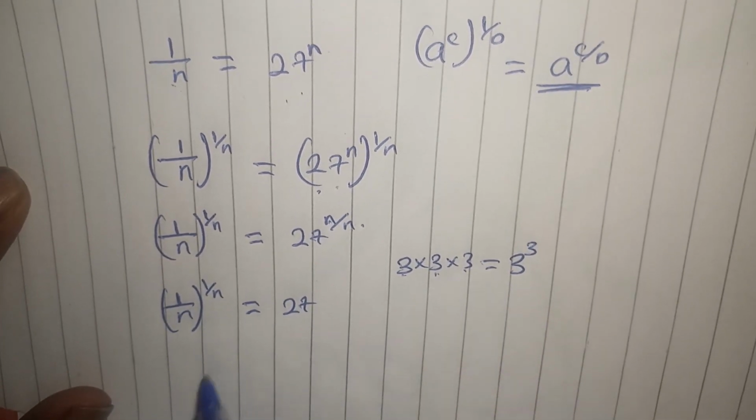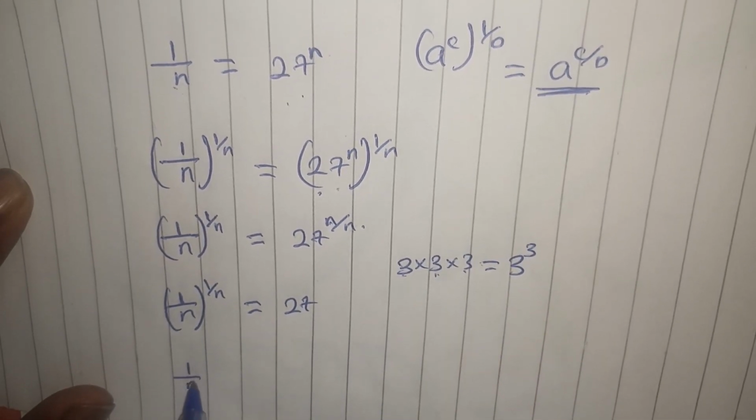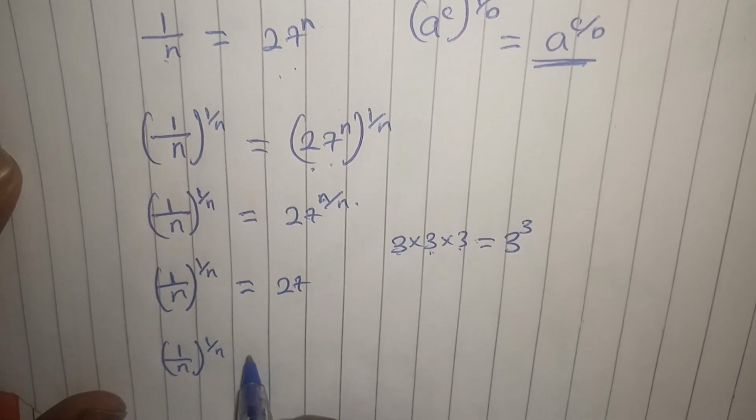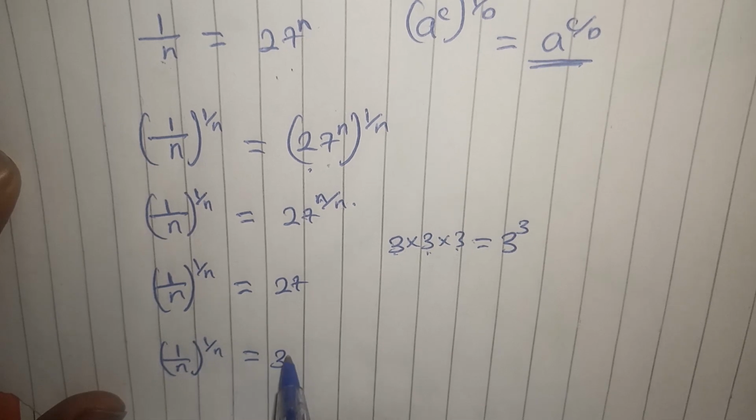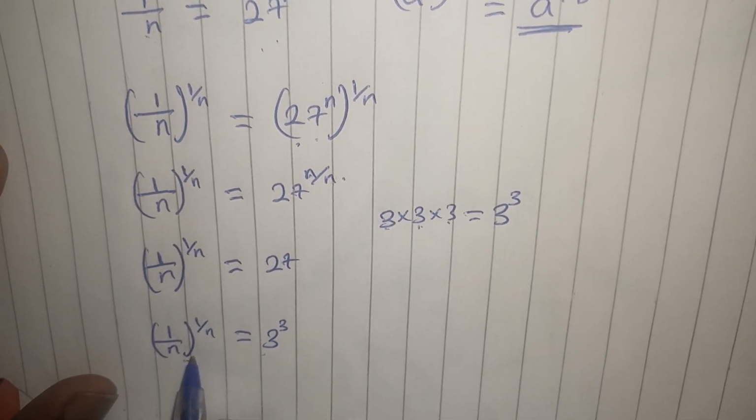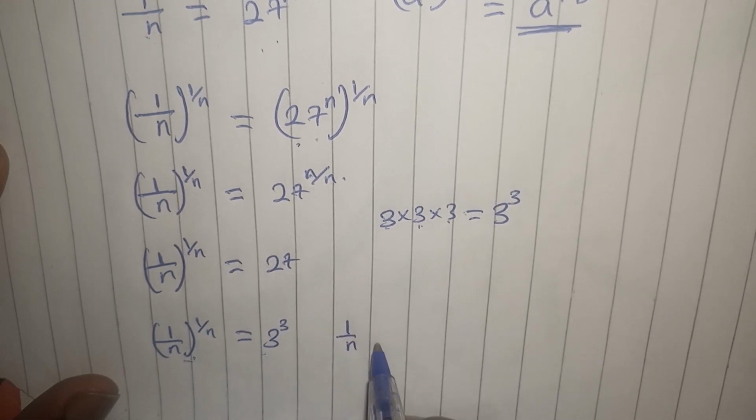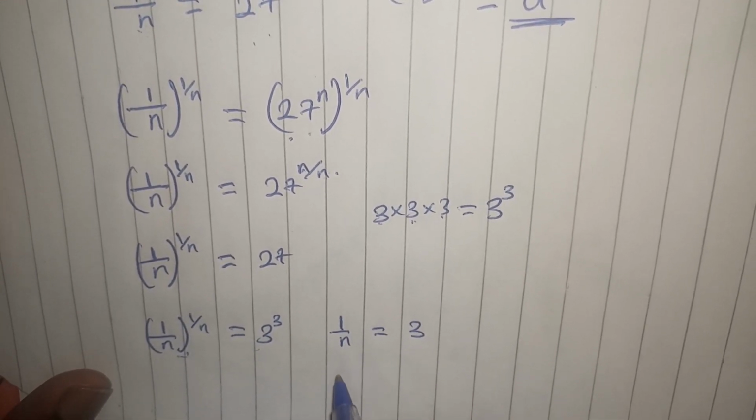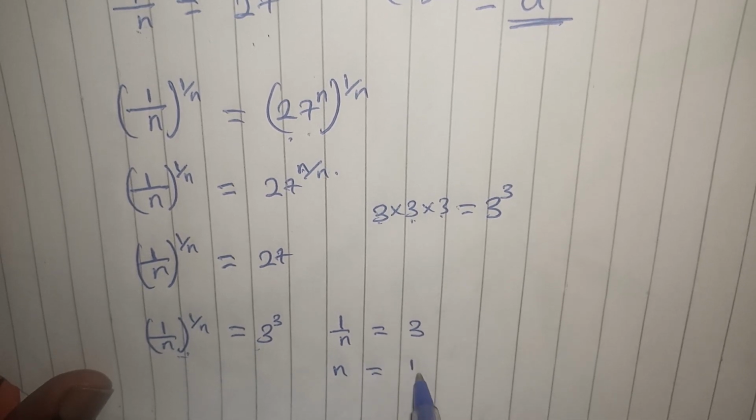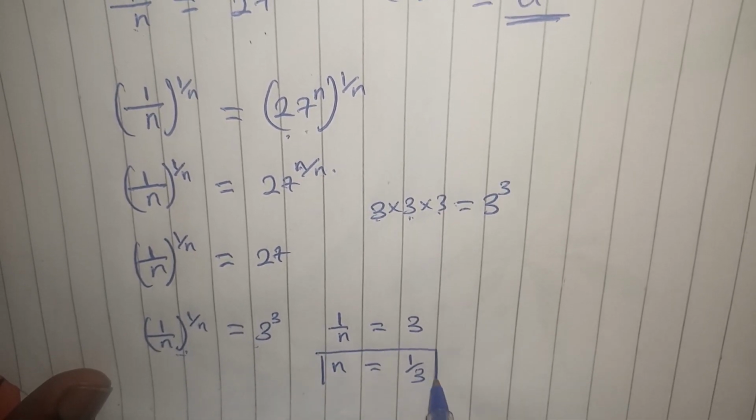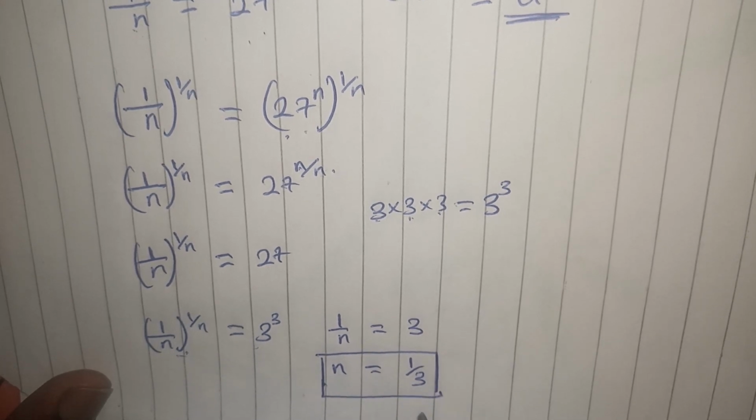So if we put this through here, we can say (1 over n) to the power of 1 over n equals 3 to the power of what? Of 3. So from here we can compare. We can say 1 over n is equal to 3, so looking for n, n is equal to 1 over 3. So this is the value for n.